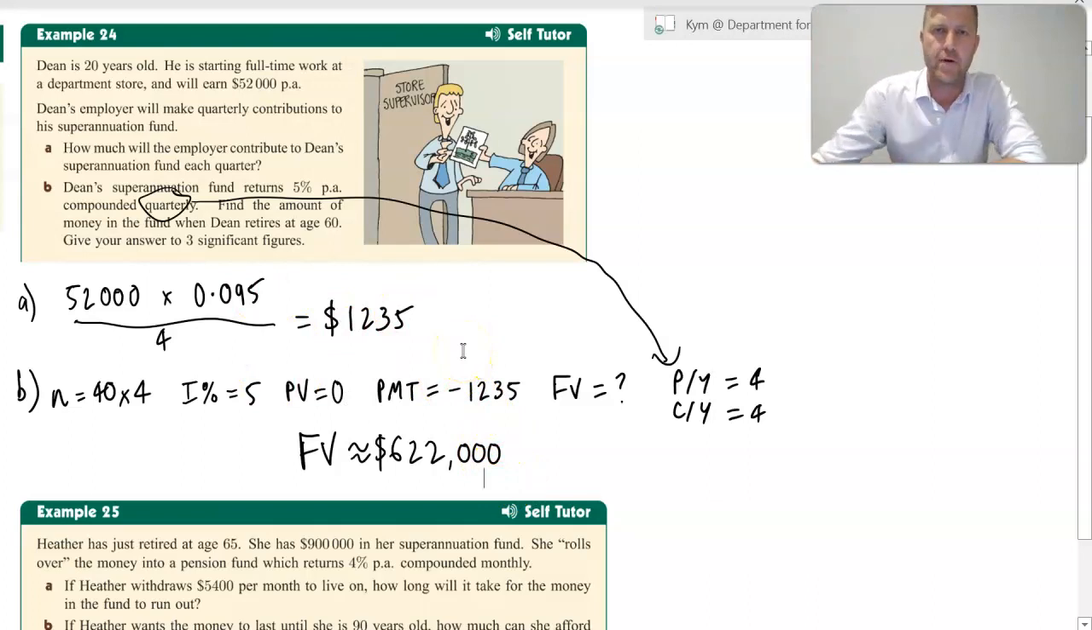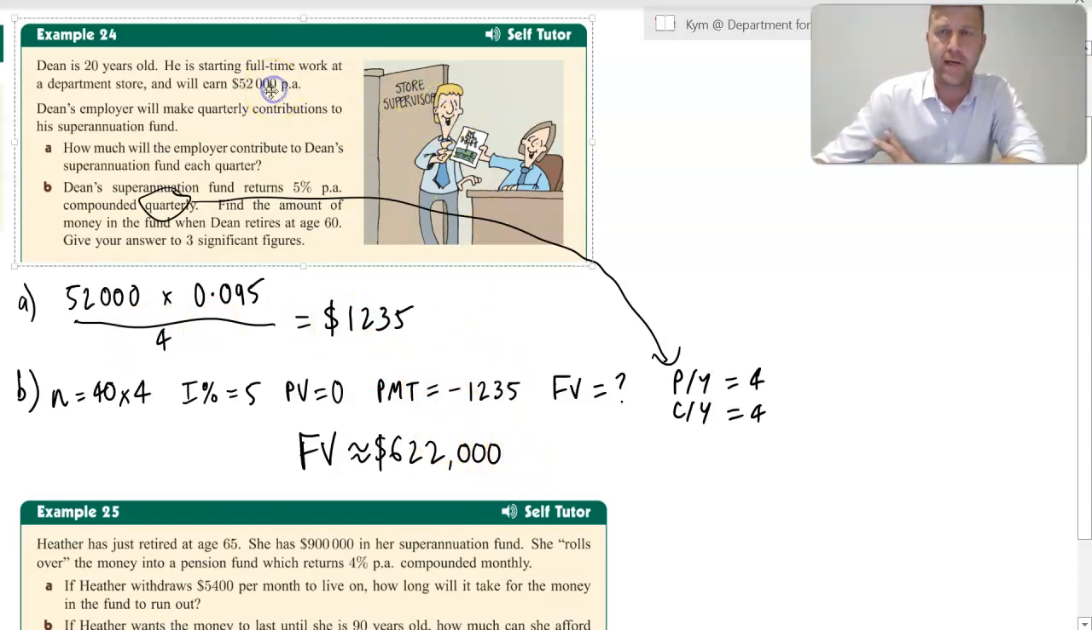Keep in mind with this one, there are a few limitations. We haven't considered tax. We haven't considered the fact that Dean's only 20 and that's what he's earning now. He's more than likely to get a pay rise due to inflation and indexation of wages. He's also likely to get a promotion and get paid even more as well. So that amount may increase.